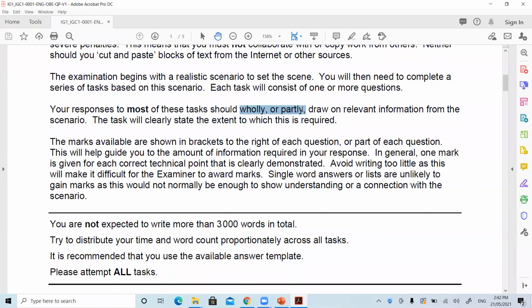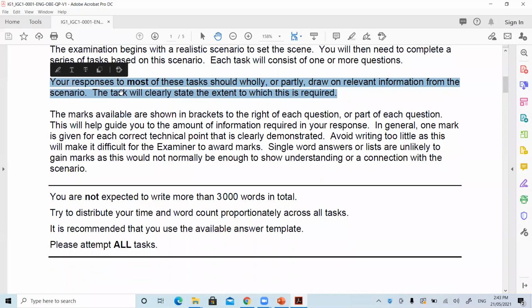So it will be mentioned in the question the extent of information that you need to include from the scenario. So you have to draw on relevant information. It doesn't mean that you have to copy and paste stuff from the scenario. You have to draw on the information from the given scenario. The task will clearly state the extent to which this is required. So this is very, very important to remember.